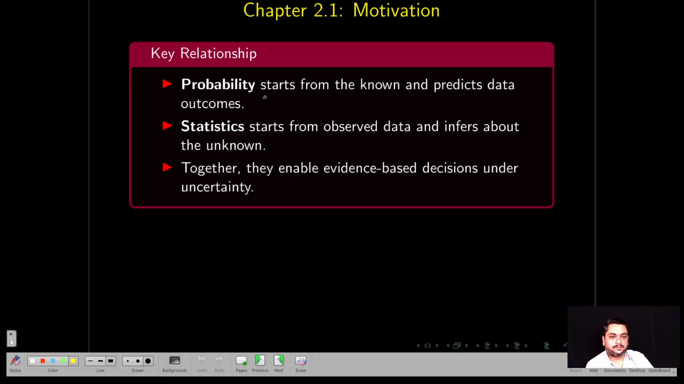Now, what is the relation between these? Again, I have explained this. Probability starts with the known and predicts data outcomes. Statistics starts with observed data and infers about the unknown, because the population value is unknown. Together, they enable evidence-based decisions under uncertainty.